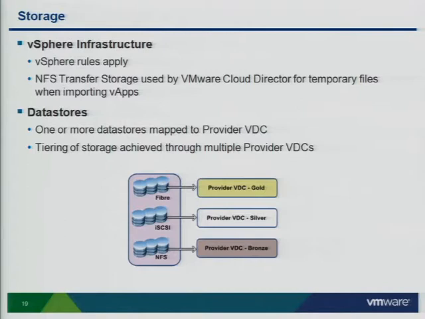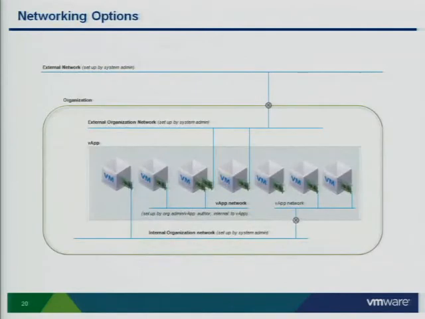So you want to make sure that if it is fiber, that's going to be my gold, and if it is iSCSI, my silver, or whatever you want to do. Once again, these are just examples. Afterwards, we're going to be doing a group discussion, so we're more than welcome to take some additional questions around that and give some examples.